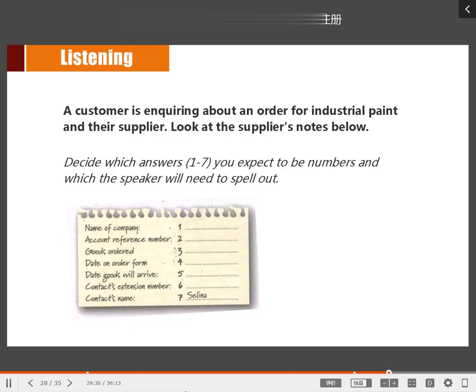Decide which answers 1 to 7 you expect to be numbers and which the speaker will need to spell out. Great. First of all, the name of the company, probably you need to spell it out, right? And also, you might need to spell out, say, contact's name, especially the last name, to make sure that you have got it right. And the rest of the information could be numbers, right?